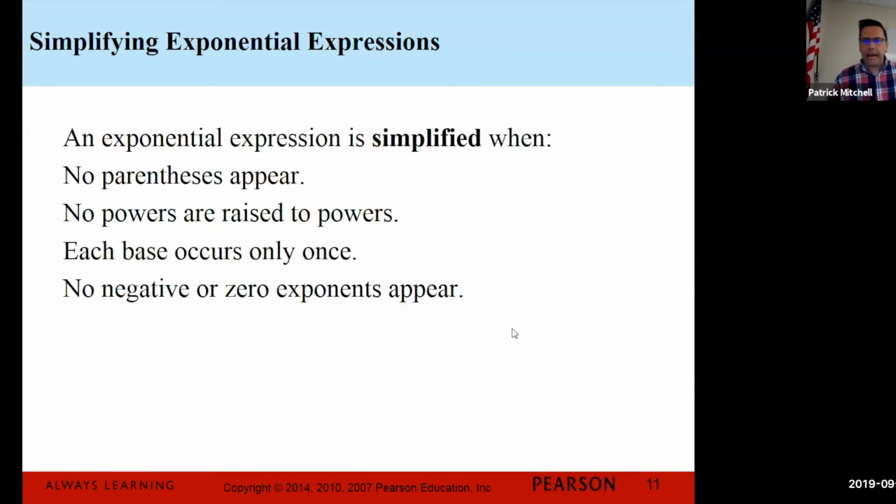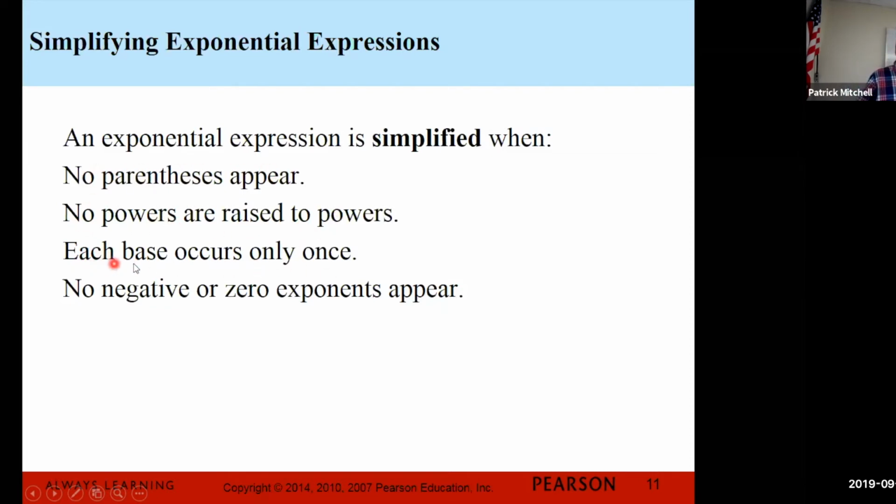All right, so that's the end of the exponent rules. Now let's review what it means for an exponential expression to be simplified. I hear students say this all the time: how do I know when I'm finished with the problem? Well, if they're asking you to simplify an exponential expression, that means the answer should not have any parentheses. It means you shouldn't have any powers raised to powers. I'm not sure if we really need to say that, because if you had a power raised to a power, you would probably also have parentheses.